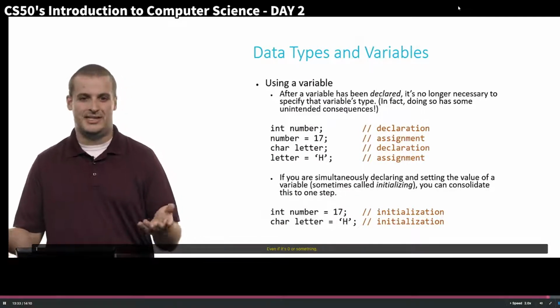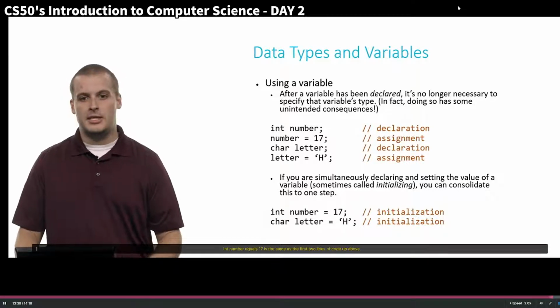You usually want to have some basic value, even if it's 0 or something, you give it a value. So you can initialize a variable. Int number equals 17 is the same as the first 2 lines of code up above. Char letter equals H is the same as the 3rd and 4th lines of code above.